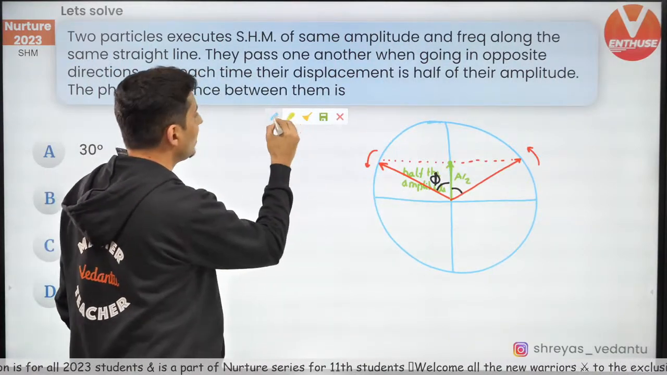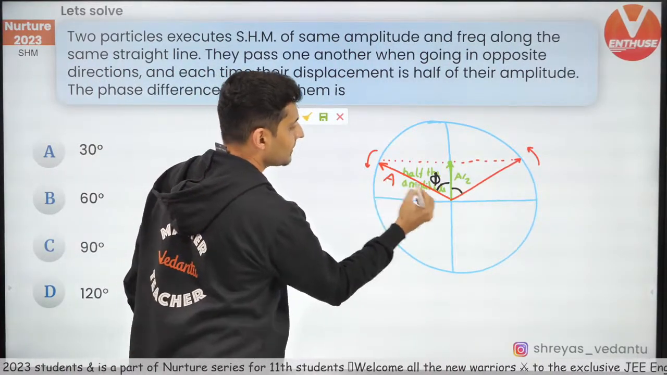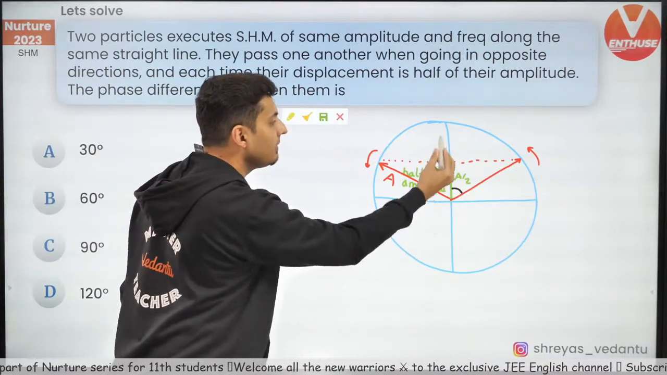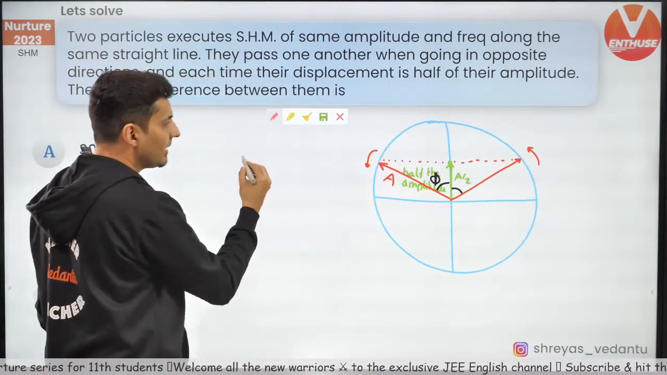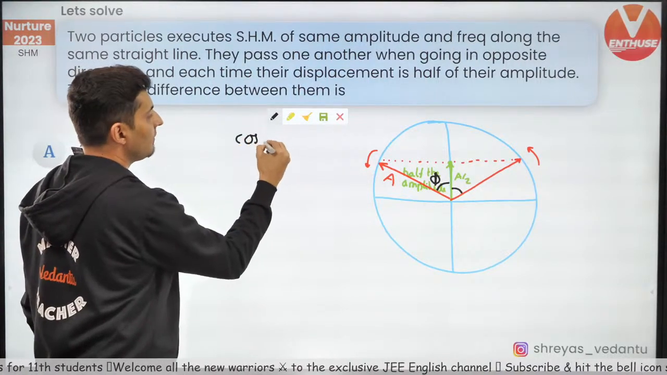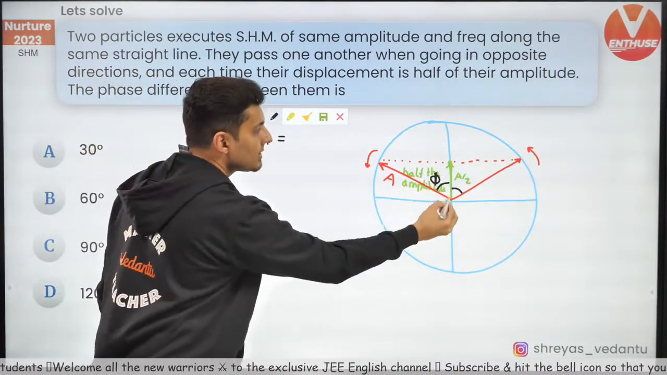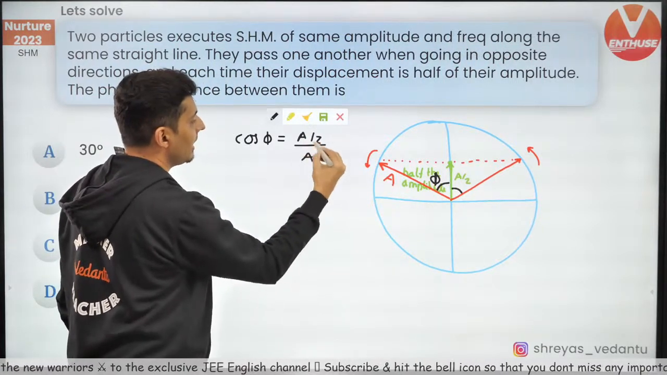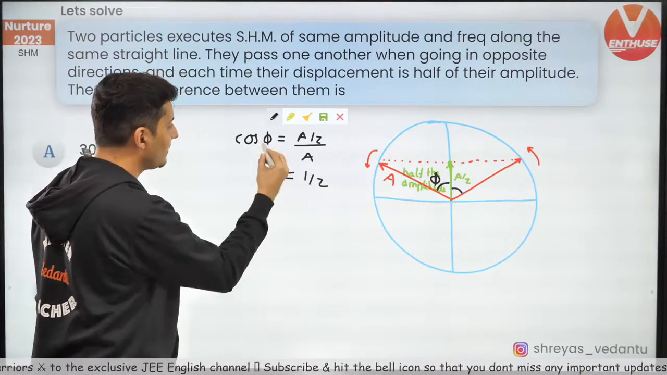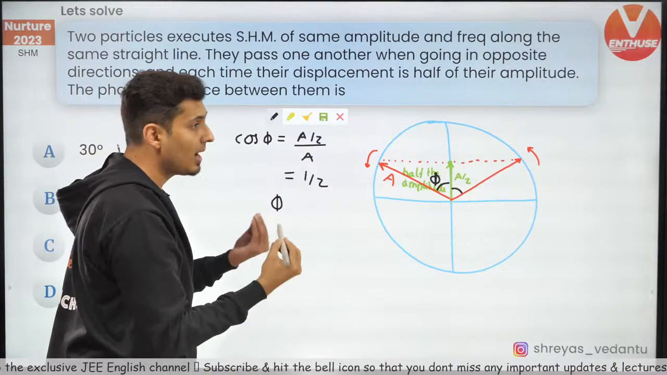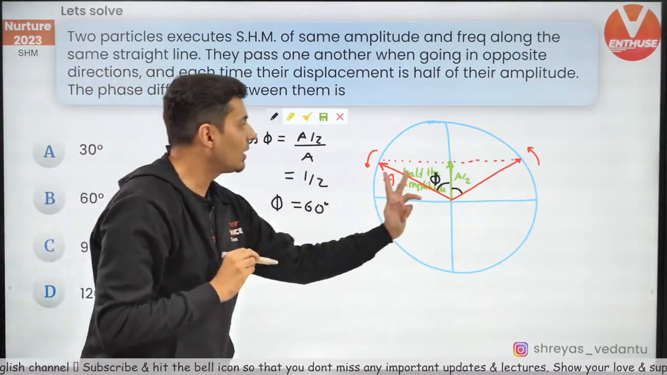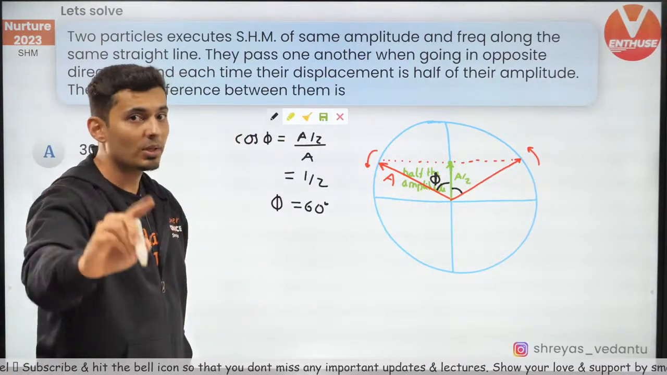Now the length of the red vector is A, the length of the green vector is A by 2. You can see a right angle triangle. What is cos of phi, my dear warriors? It is adjacent, which is A by 2, by hypotenuse, which is A. A goes, this will become half. So phi, whose cos is half? It is 60 degree, correct my warriors? So we got phi as 60, but that's not what the question is.